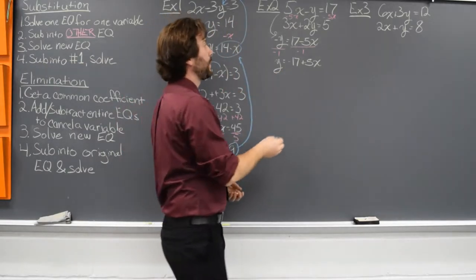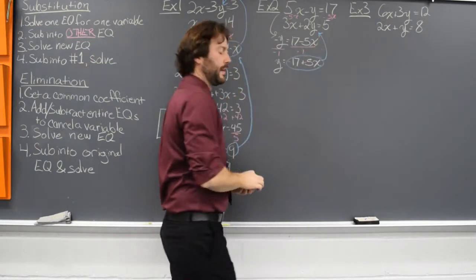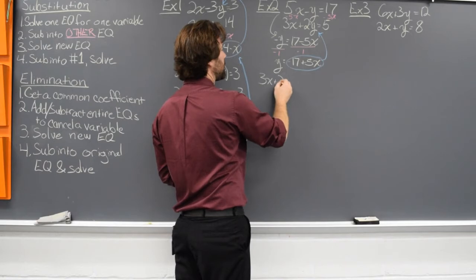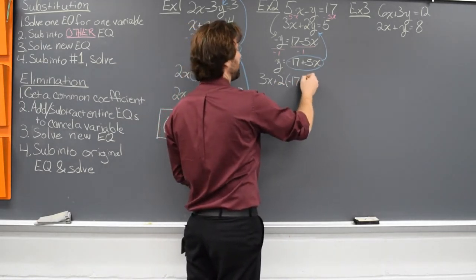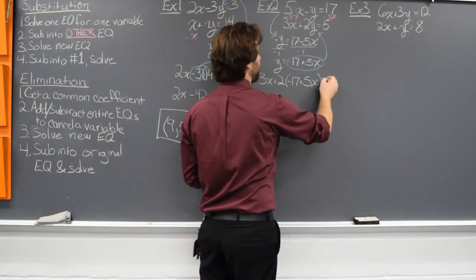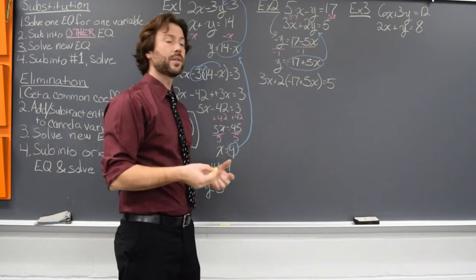We're going to take that and sub it into the other equation in place of y. So I'll have 3x plus 2 times, instead of y, negative 17 plus 5x equals 5. And now we've got an equation that's all x. We can solve this.